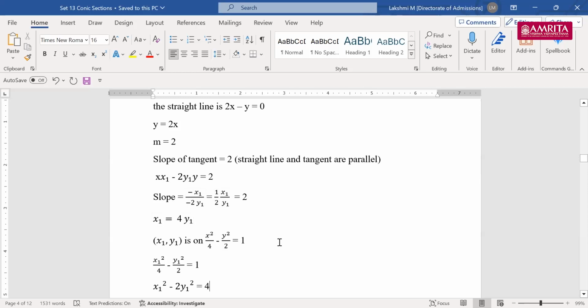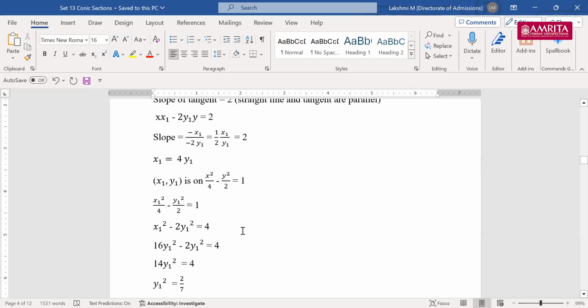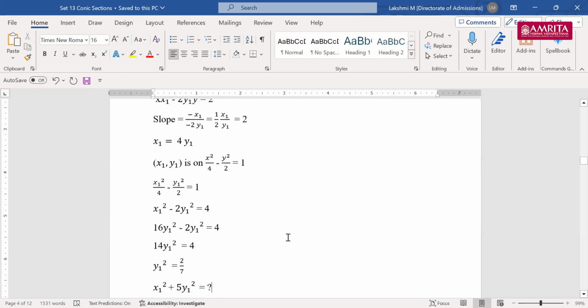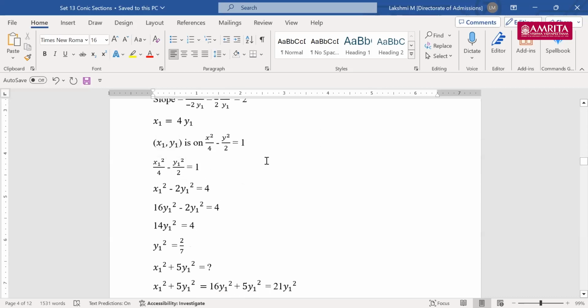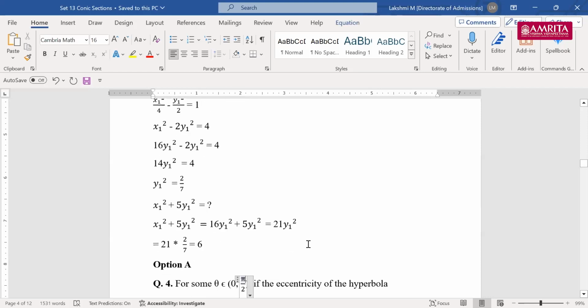Now what can you do? Once you have the value, you can substitute for y1. Once you have the value of y1 square, you can substitute it here. x1 is 4y1, so x1 square is 16y1 square, and x1 square plus 5 into y1 square. So you have those values and you can substitute, and the option is option A.